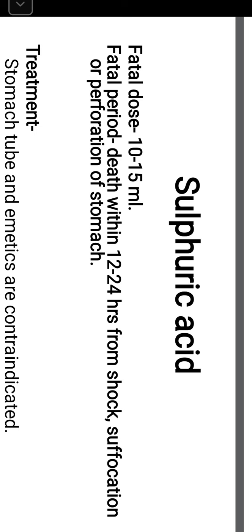And fatal period means the time between entry of poison into the body and death of the person. तो उसको एक्शन पूरा होके, वो पॉइजन का एक्शन, साइंस एंड सिम्टम्स आके वो पेशेंट कितने टाइम में मरेगा. So that is fatal period. So death occurs within 12 to 24 hours from shock or from suffocation or perforation of the stomach. या तो stomach पूरी तरह से फट जाएगा because of the damage to the mucosa, submucosa and all. The stomach can undergo perforation. The acid and all the gastric contents will leak into the peritoneal cavity. Patient will develop peritonitis and will die within 12 to 24 hours. So fatal dose is 10 to 15 ml and fatal period is within 12 to 24 hours. 24 घंटे के अंदर वो आदमी मर जाएगा.